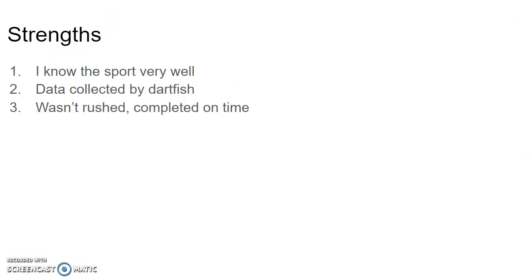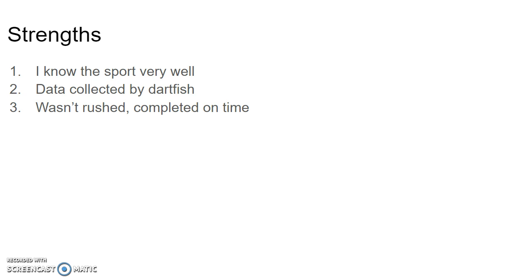So the strengths of the analysis. I knew the sport very well beforehand, so I understood what a foul was, what it was like when shots were successful or unsuccessful, what it was like when a foul was committed, so a successful or unsuccessful foul. This meant that analysing the game would have been a lot easier for me. Also, the team I chose was Liverpool, so I watch them on a daily basis or weekly whenever they play. So I understand how they play and when things are going well or negative for them.